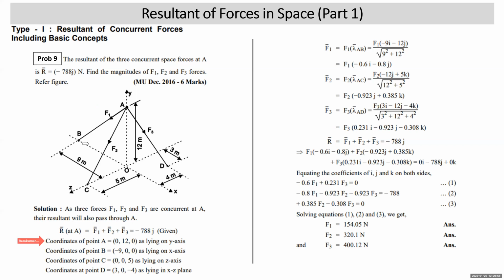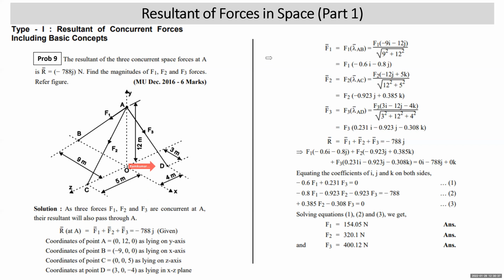Point B is lying on the X axis on the negative side, so we'll have only the negative X coordinate: minus 9, 0, 0. Point C is lying on the Z axis on the positive side, so it will have only a Z coordinate. What is that? 0, 0, 5. Point D is in the XZ plane, right? The coordinate parallel to the X axis is 3 meter on the positive side. Y is 0 since it's lying in the XZ plane. The Z coordinate is negative since the coordinate parallel to the Z axis is being measured from the origin on the negative side. So it's going to be 3, 0, minus 4. This way we have written the coordinates of all the points A, B, C, and D.